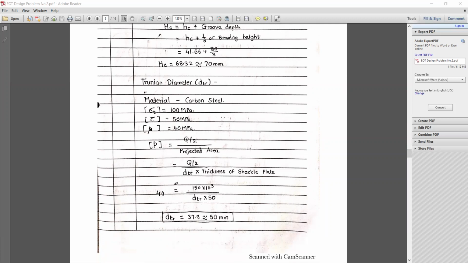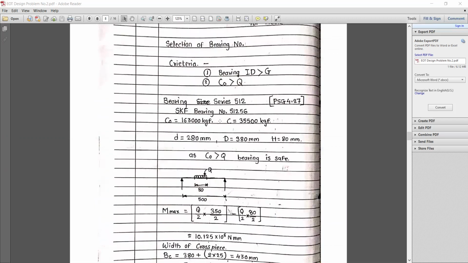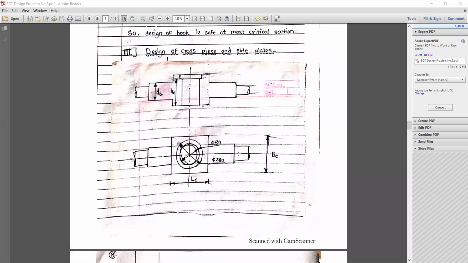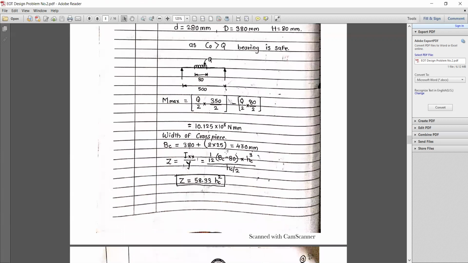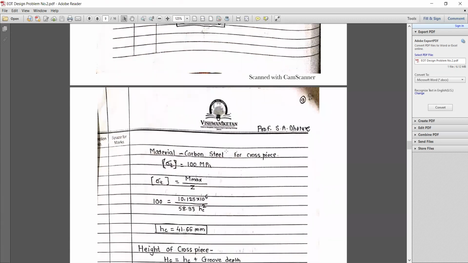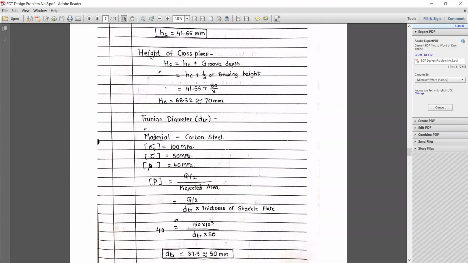Now next, trunnion diameter. The trunnion is the outside supporting bars. I can show you in a diagram directly. So these are the trunnions, which can be kept in the side plates, so that the crosspiece can be mounted properly.